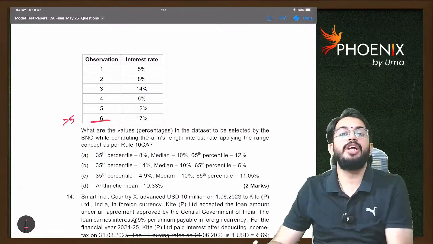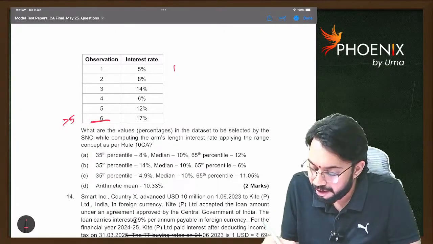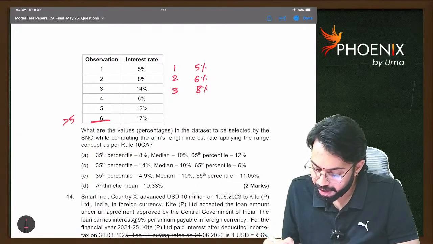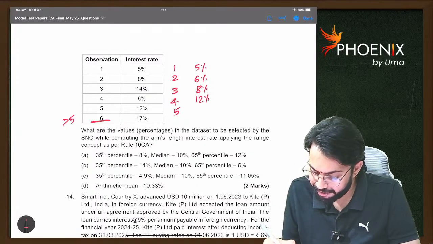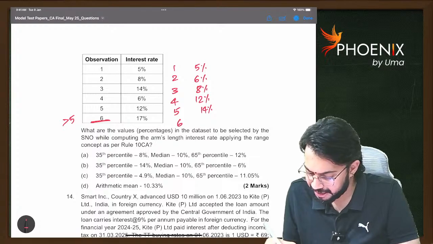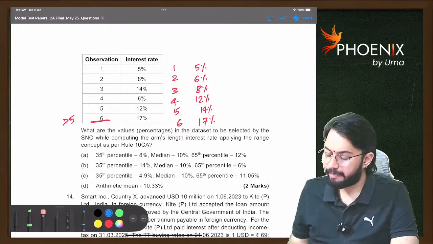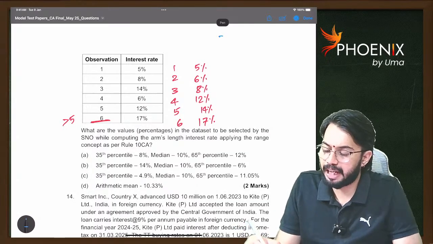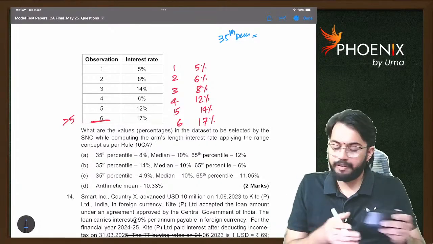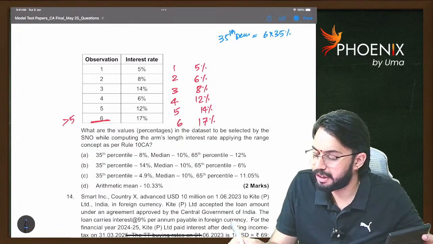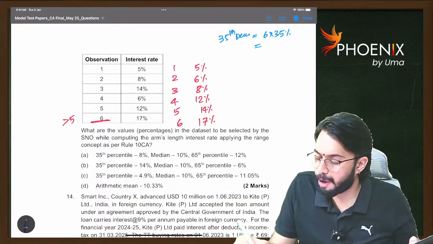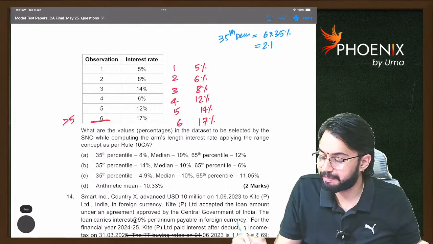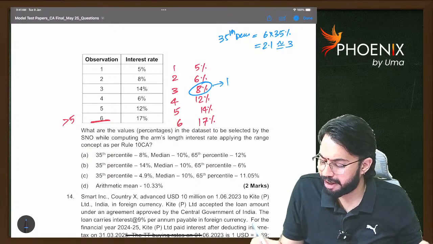First what we need to do, we need to arrange in ascending order. Shall we arrange in ascending order? 1, 5%; 2, 6%; 3, 8%; 4, 12%; 5, 14%; 6, 17%. We arranged in ascending order. Then lowest is 35th percentile. So 35th percentile is equal to 6 into 35%. How much? 6 into 35%, 2.1. It is not a whole number. So next one we need to take. So next digit is 3. So this is lower one.